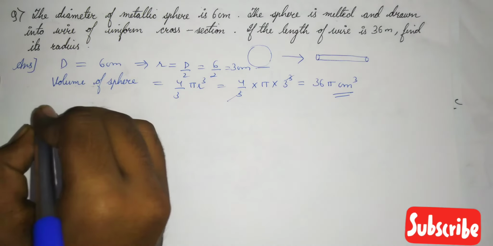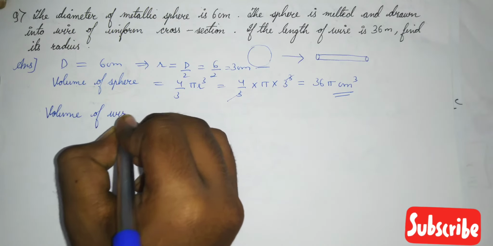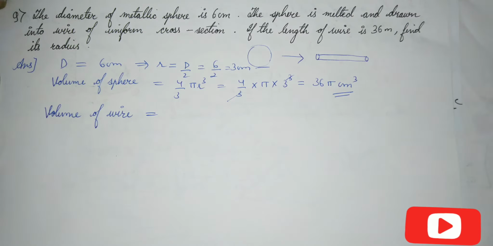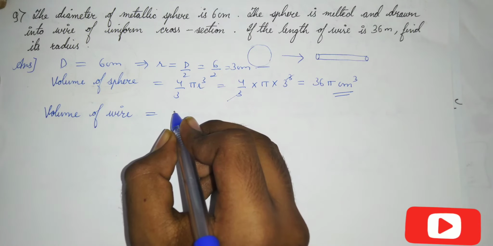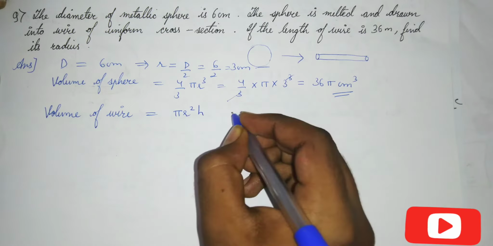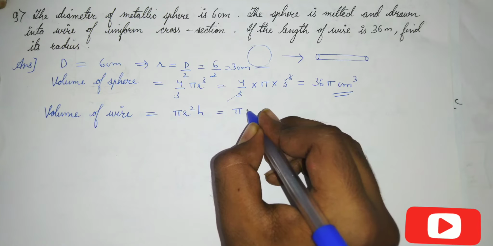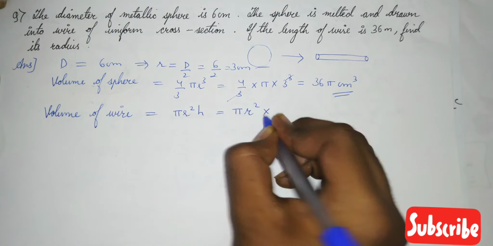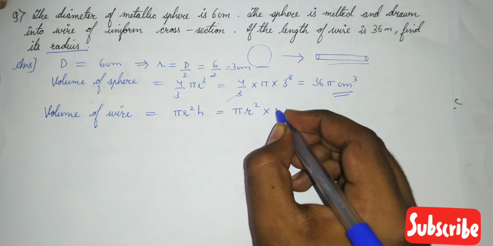Now moving on to the volume of wire. The wire is basically a cylinder, so the volume will be pi r square h. Pi I'll keep as it is. R is what we have to find, because we are asked to find the radius of the wire. And h is the height.